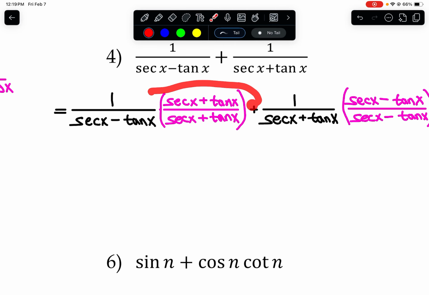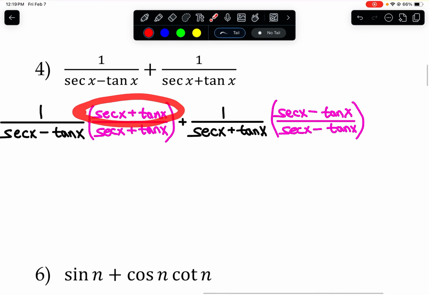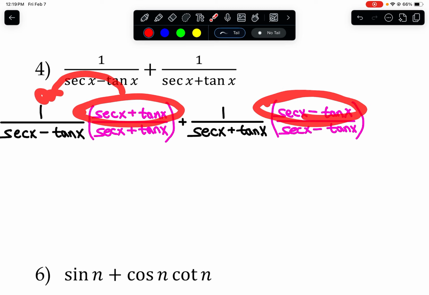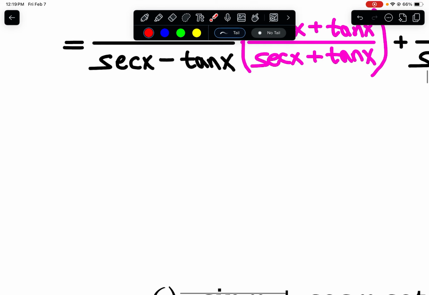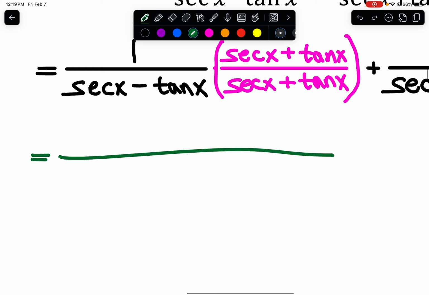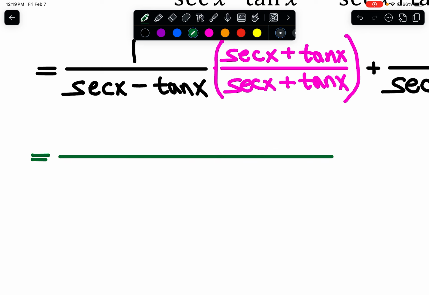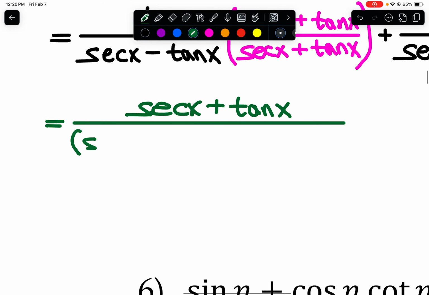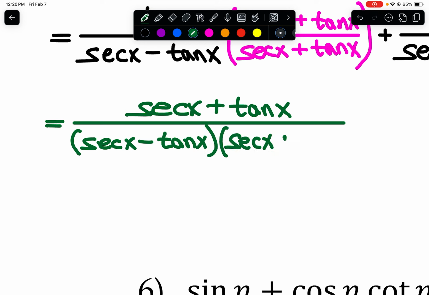If you notice the numerator in both of these, I'm just going to write on the top. So I'm going to have secant x plus tangent x in the top, and secant x minus tangent x in the top over here. Okay, so when I simplify, I'm going to need a much longer fraction bar than that. So in the numerator for this term, I'm going to have secant x plus tangent x, over secant x minus tangent x times secant x plus tangent x.